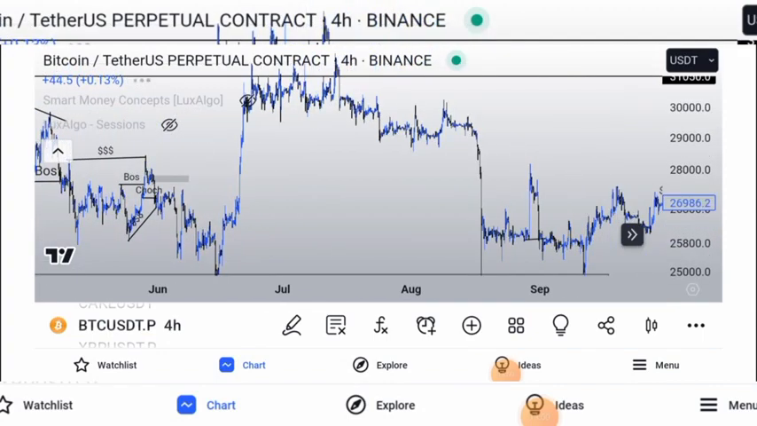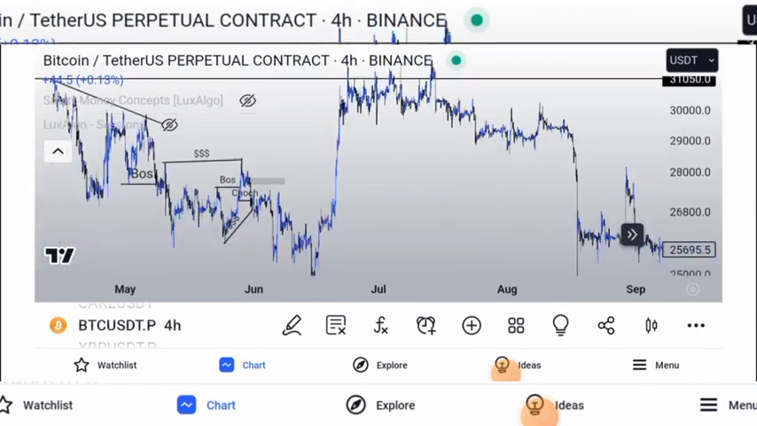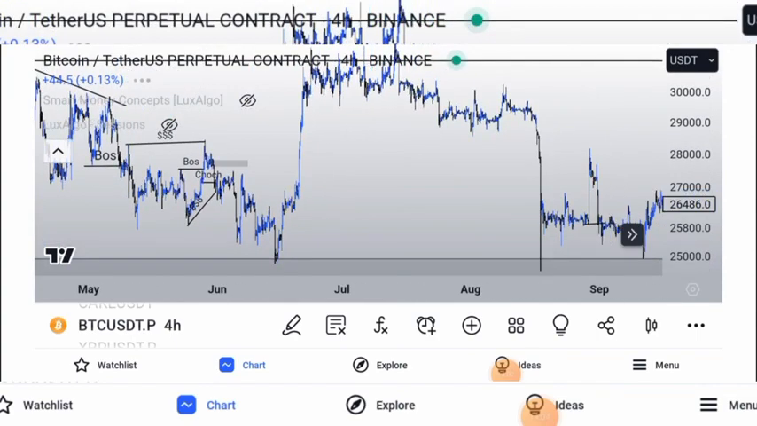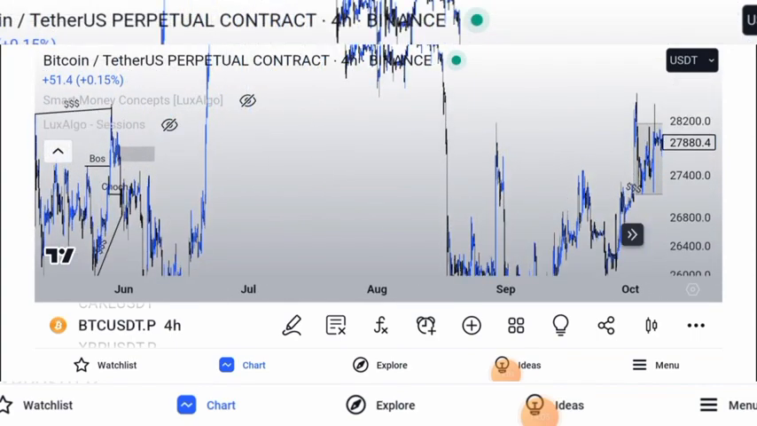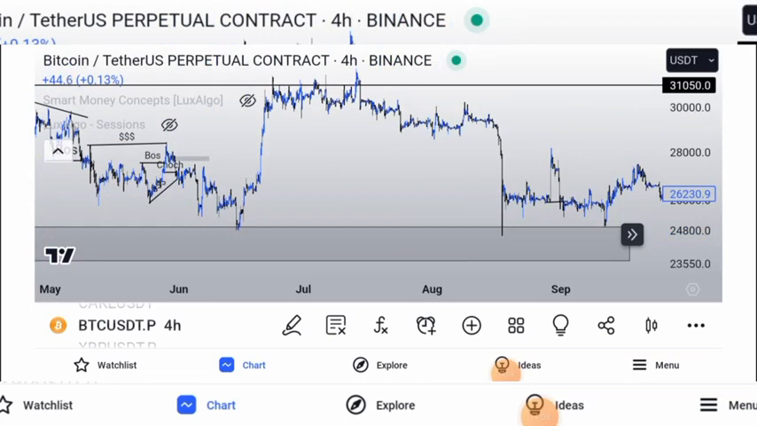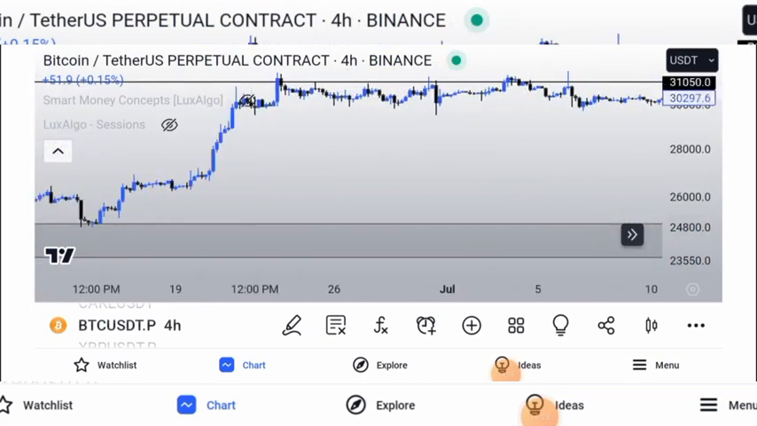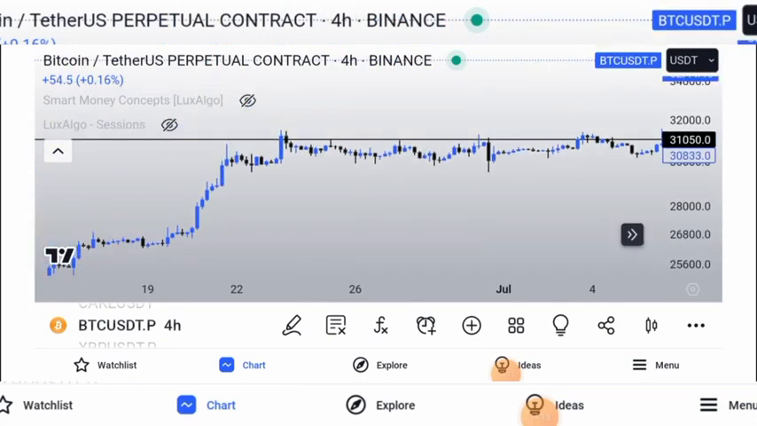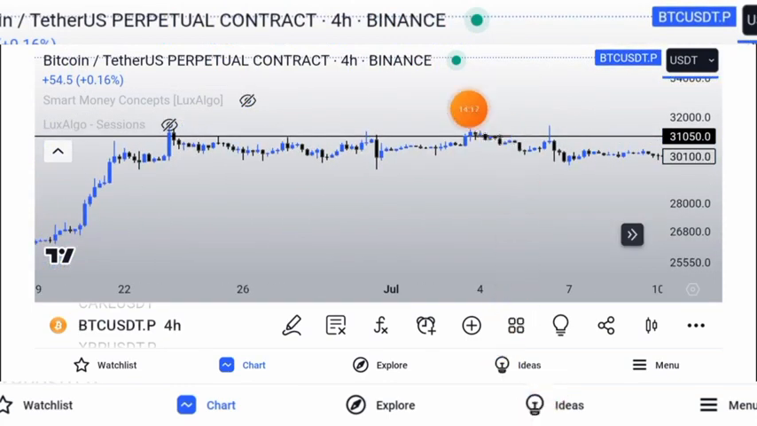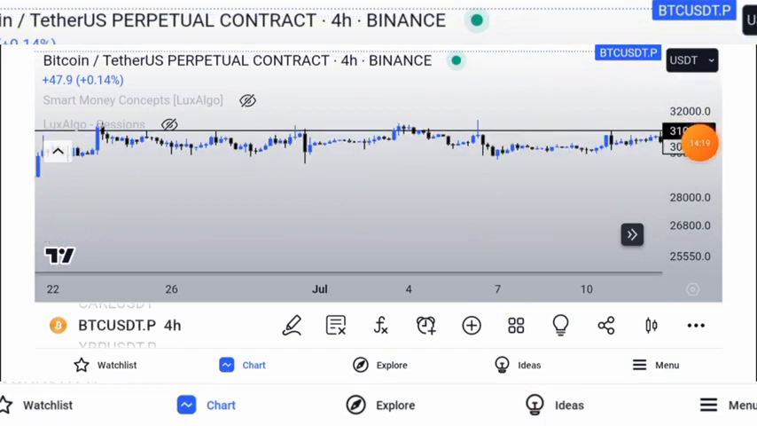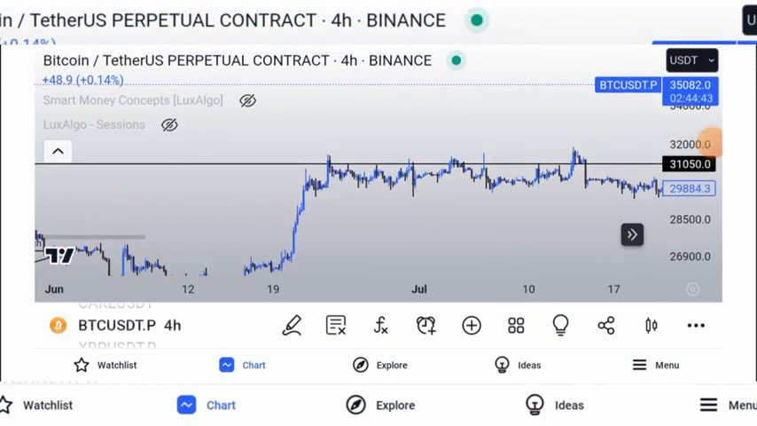Wow, very interesting. So let's look at this area. As you can see, there is a huge pump here. The market is pumping up. All this area, the market is ranging. But let's look here. What eventually happened here?